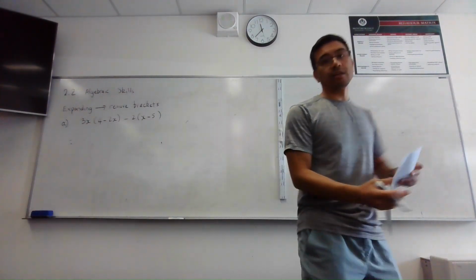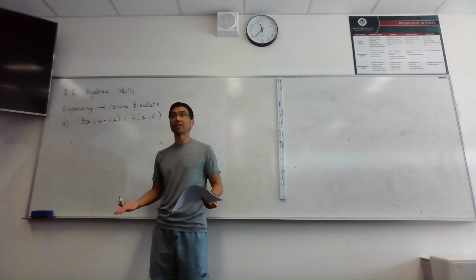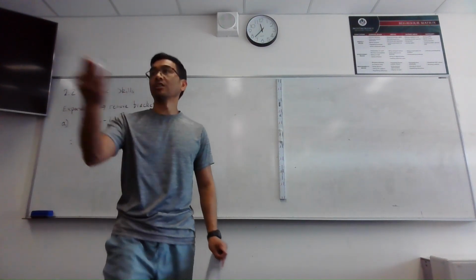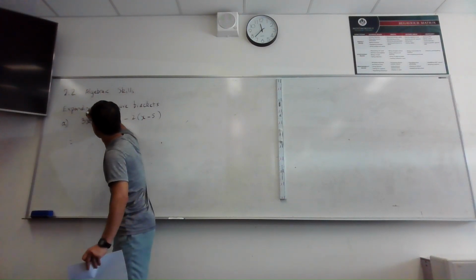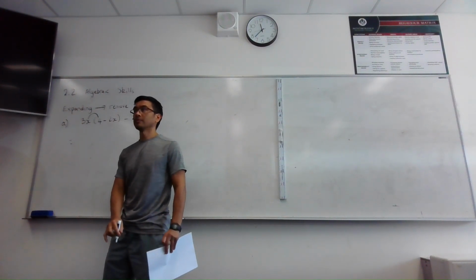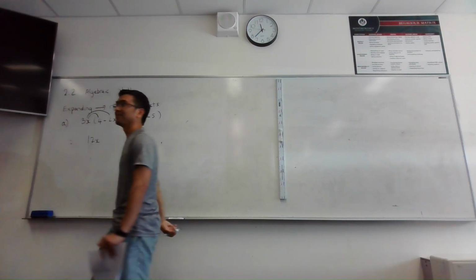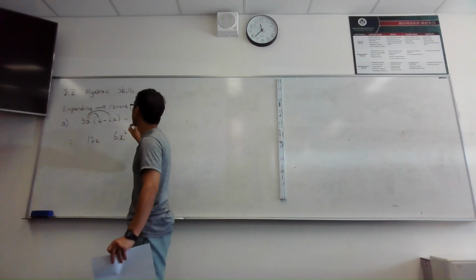Okay. So in here, you've got a sentence. We've got to remove the brackets. We're not just going to remove the brackets by erasing the brackets. We need to multiply. Okay. So Zach, these two become 12x. Jesse, these two become 6x. What's the sign, Jesse?